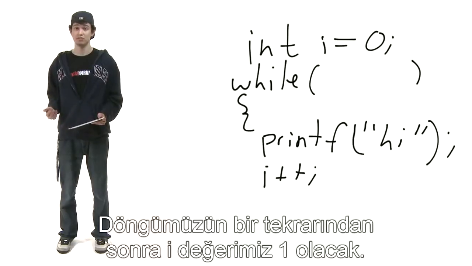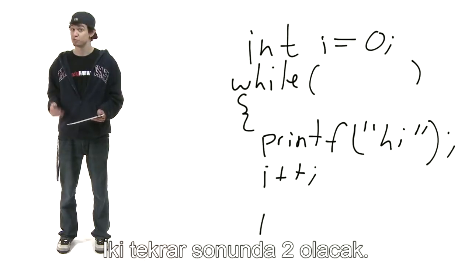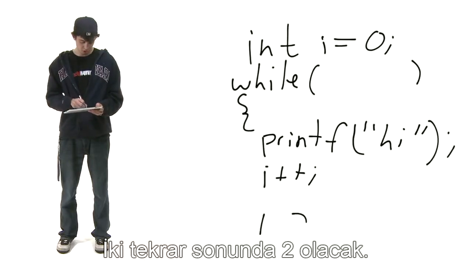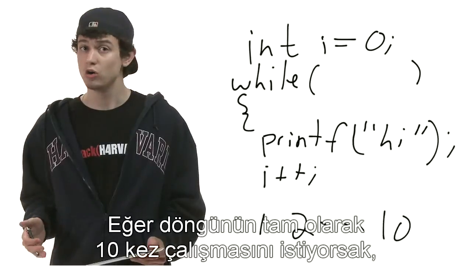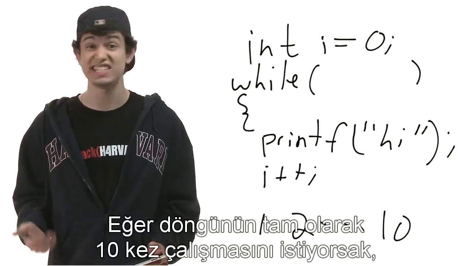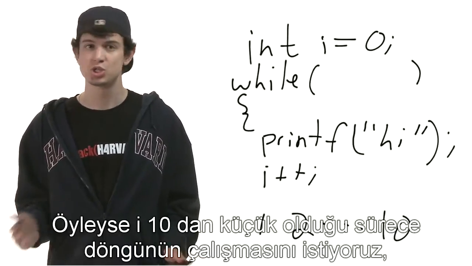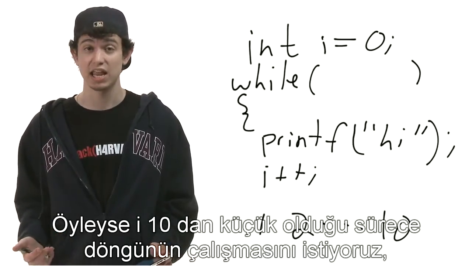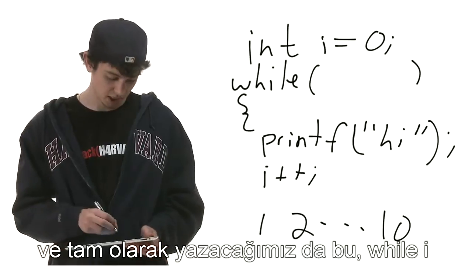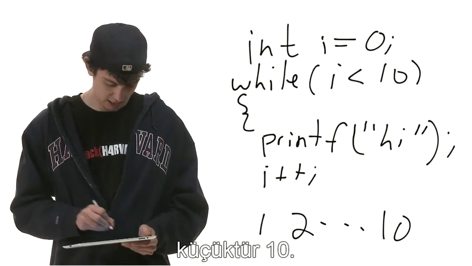After one iteration of the loop, our value of i will be 1. After 2 iterations, i will be 2. And after 10 iterations, i will be 10. So if we want to run this loop exactly 10 times, then this is when we want to stop. So we want to run this loop while i is less than 10. And that's exactly what we'll write. While i is less than 10.